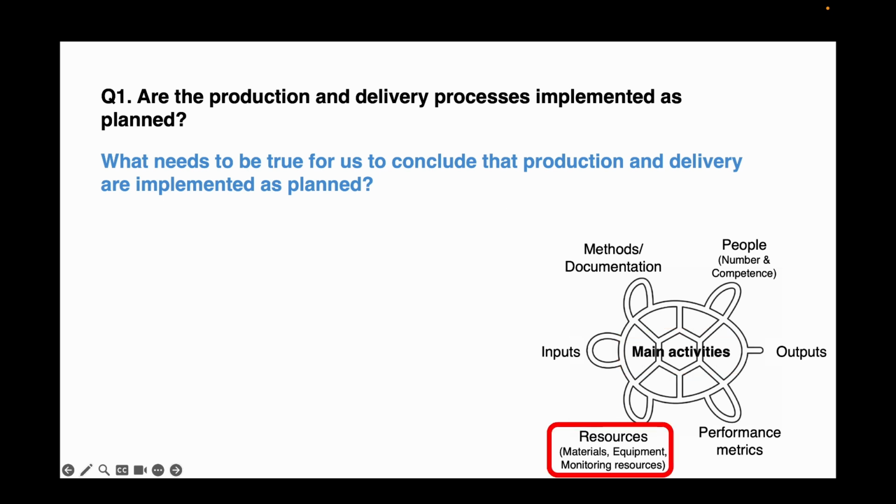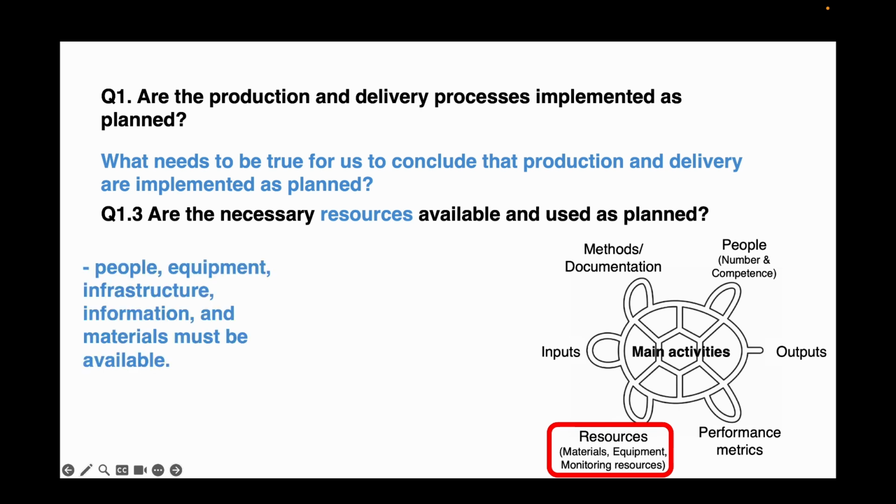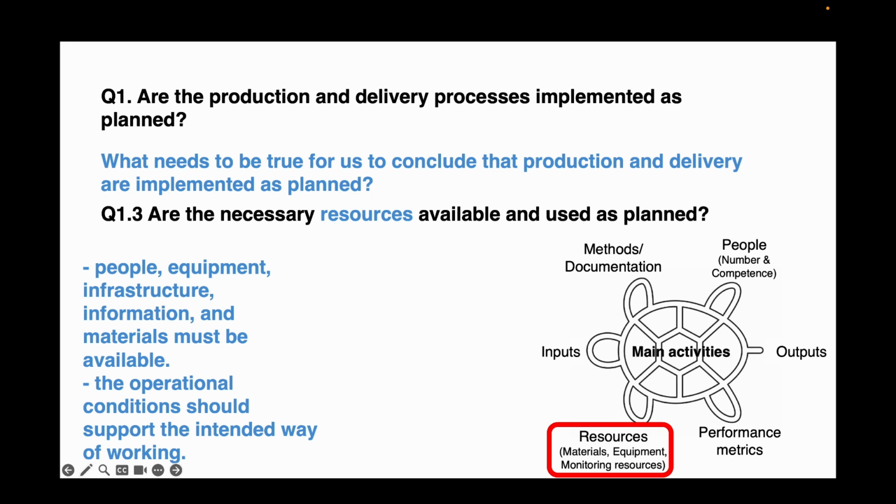Now, let's see the resources. Question number 3 is, are the necessary resources available and used as planned? So for the process to work as designed, the necessary resources must be in place. So people, equipment, infrastructure, information, and materials must be available. So the process should not be surviving through, let's say, improvisation alone. And the operational conditions should support the intended way of working.